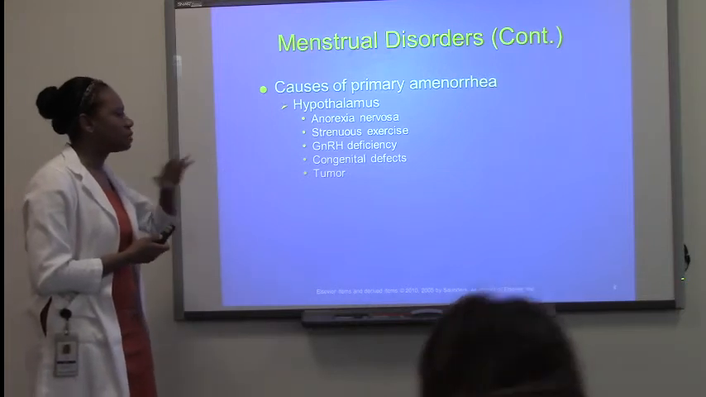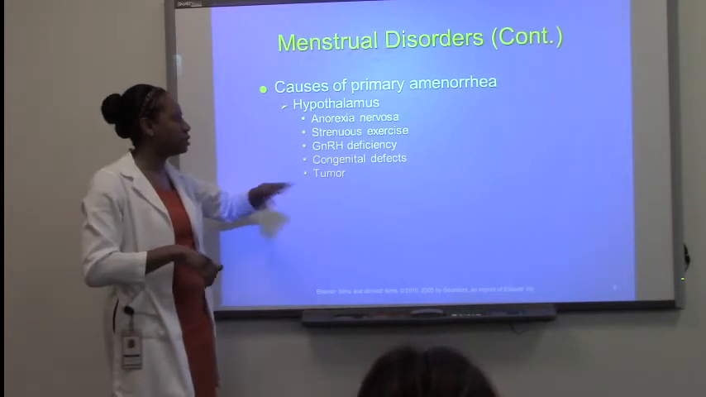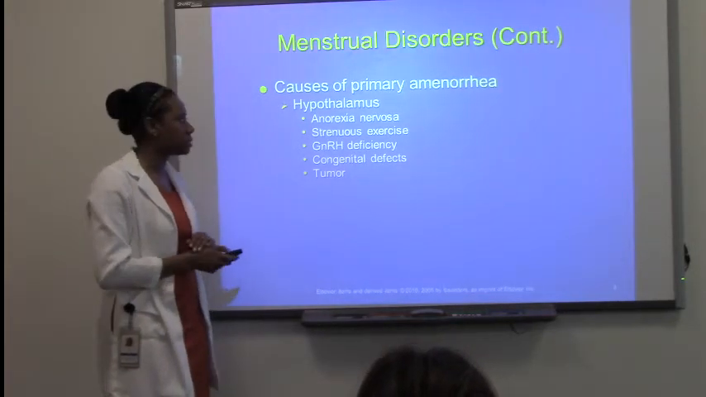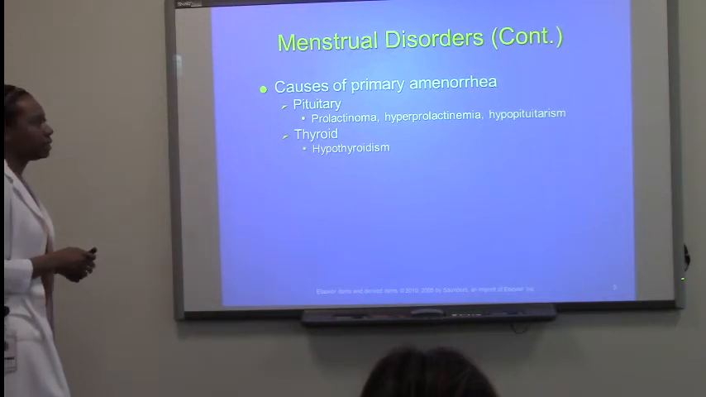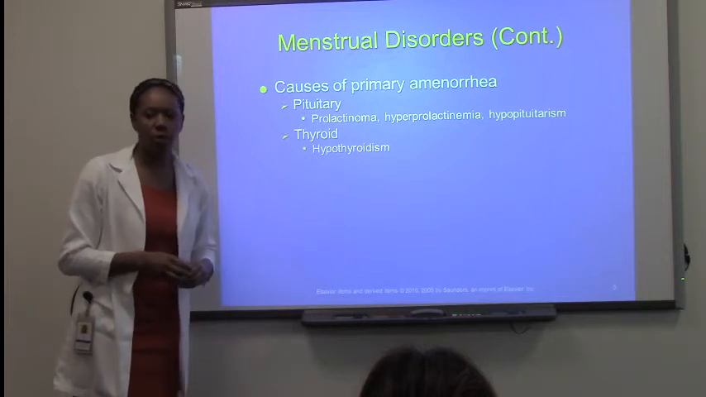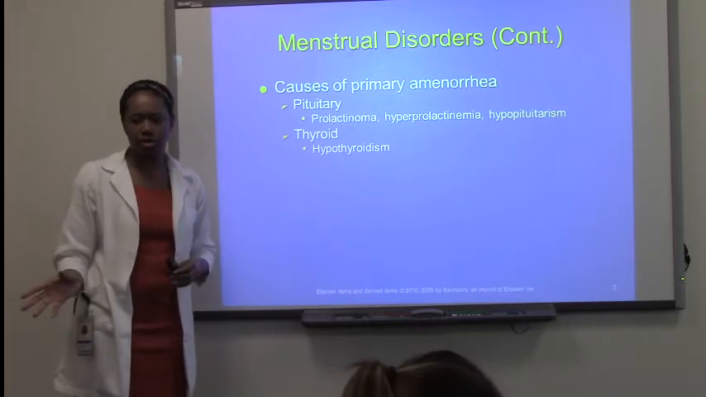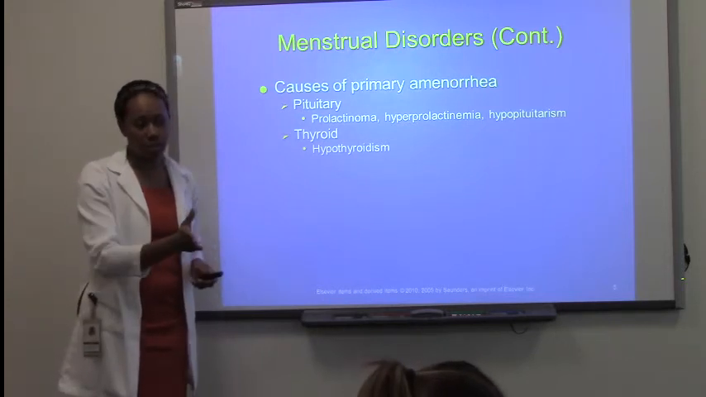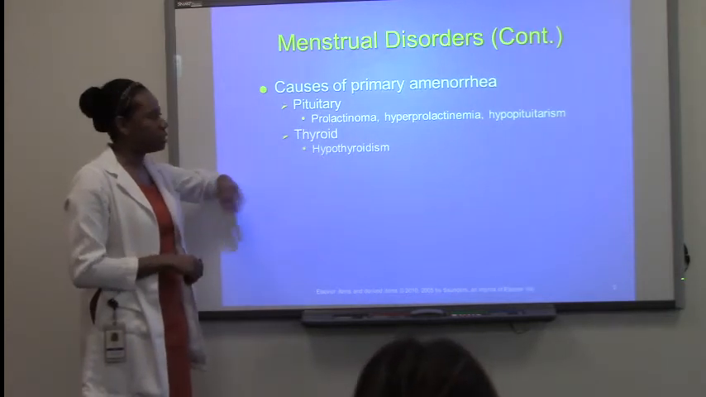Gonadotropin releasing hormone deficiency, okay, again going back to hypothalamus, pituitary, congenital defects, and tumors. Pituitary, we already talked about a little bit. Keep in mind that the pituitary is extremely important, as we know, with secreting FSH and LH, okay? And without that, you can't secrete estrogen or progesterone, and even testosterone for that matter. So if there is any problem with the pituitary, that will cause an issue.